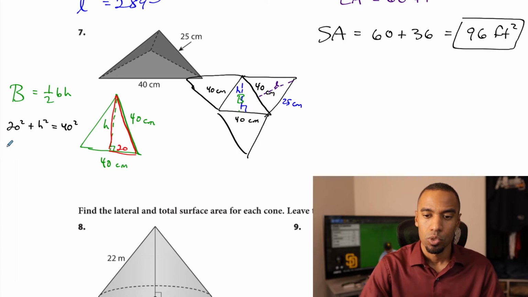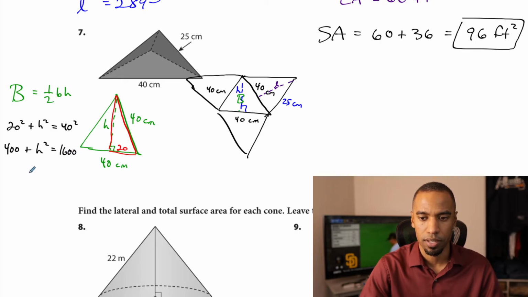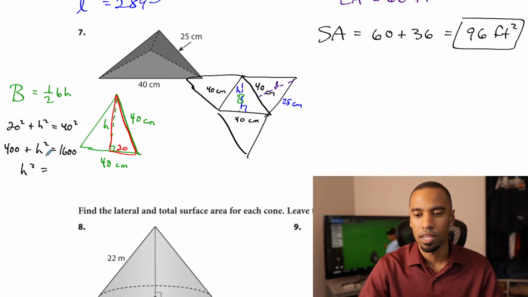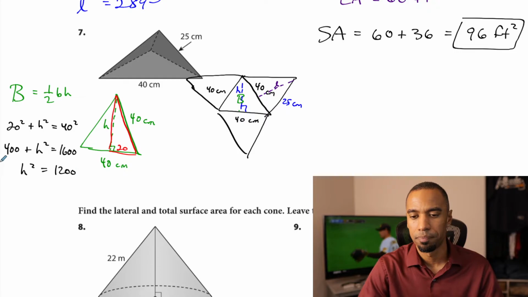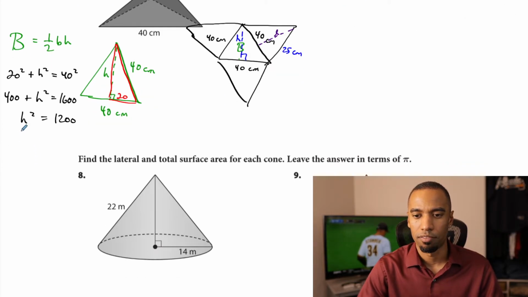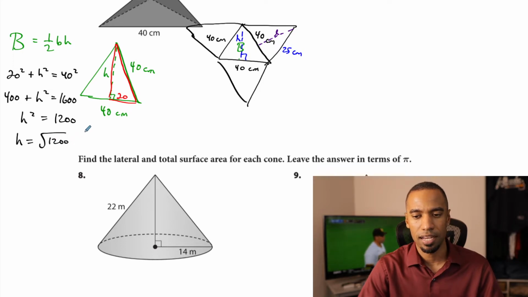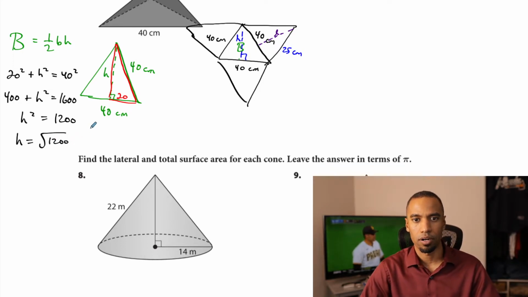Okay. 20 squared is 400. H squared, and then 400 squared is 1600 there. H squared equals, subtract 400 is 1200. And then the square root of h squared is h, and then you get the square root of 1200 here. It's not an exact number, so I do not want you to round early.